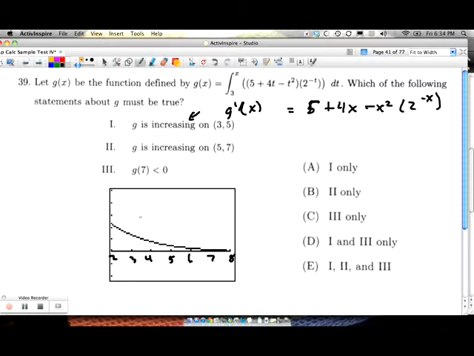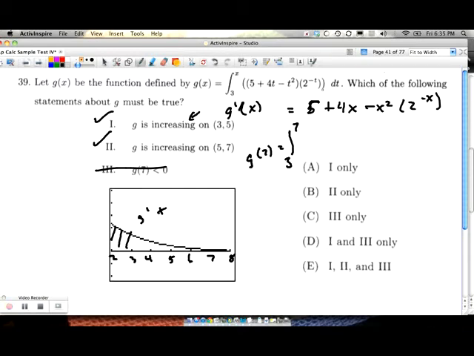So for this entire time, g prime is positive. Therefore, it is increasing on 3 to 5, and it's also increasing on 5 to 7. Not very much, but it is increasing. And it says g of 7 is less than 0. Well, for me to figure out g of 7, that's asking me about the area, because g of 7 is the area from 3 to 7 under this function, and the area does not look negative, so that would not be true. So it's 1 and 2, but that's not even an option.